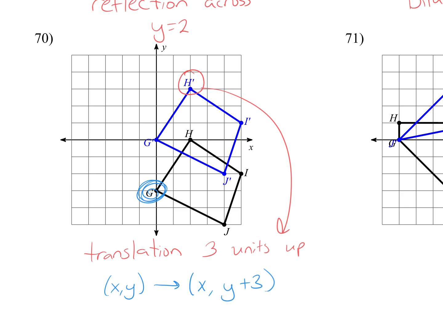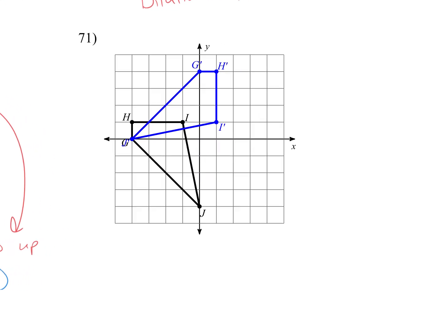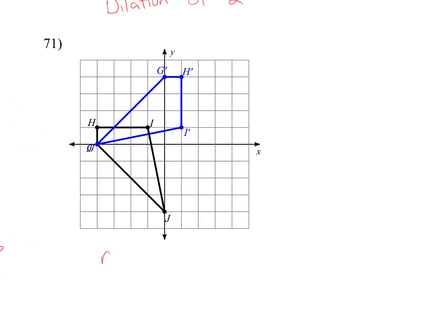Okay, and the last one, number 71. What transformation's happening? Rotation, because it is turning. Rotation, what do I need with the rotation? Degree and the direction. How many quadrants is it moving? It's only moving 1, so that's 90 degrees. And then what direction are we going? Clockwise.